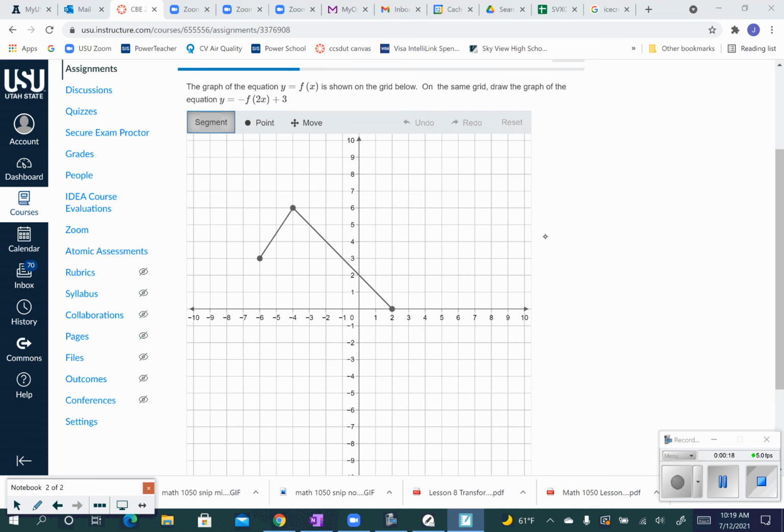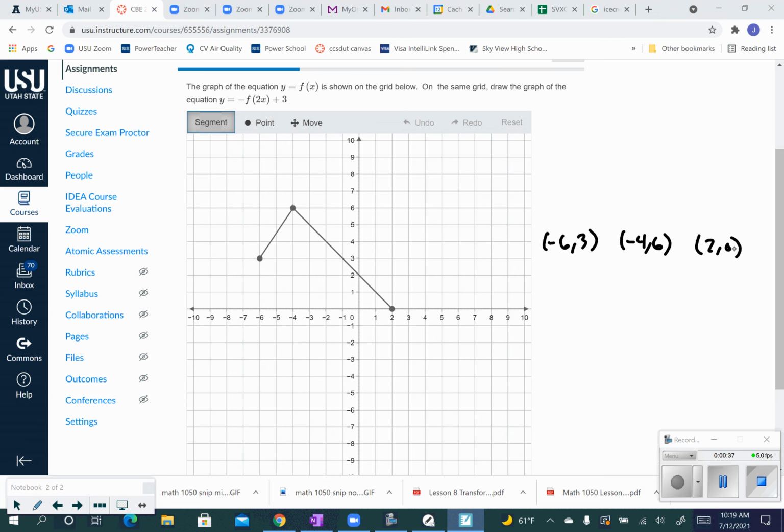So my point is at negative 6, 3. I've got negative 4, 6. And then I've got 2, 0. We want to take each of those points and go through each of those transformations with each of the points.